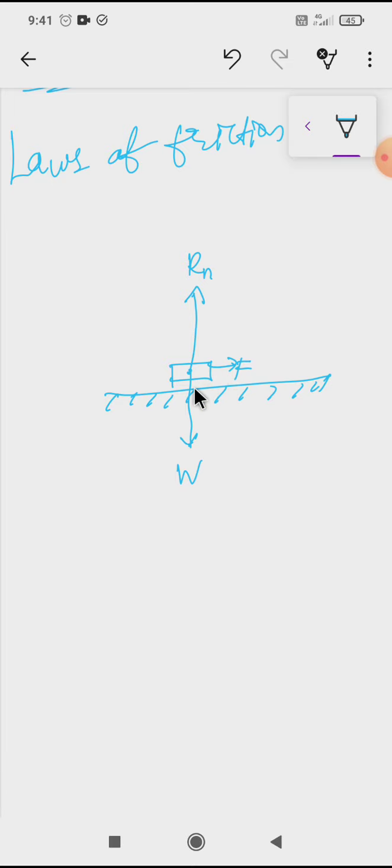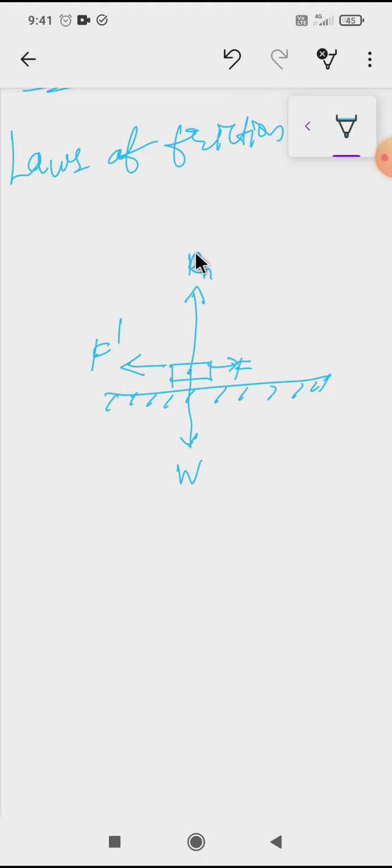So the friction force will also act on this body. Suppose I am applying force F and this body is not moving. The resisting force will act opposite to that direction, which we call F dash. If I apply 1 Newton force and it is not moving, this F dash will also be equal to 1. If I apply 2 Newton and it is not moving, F dash will also be 2 Newton. So as F is increased, the resisting force F dash also increases accordingly.